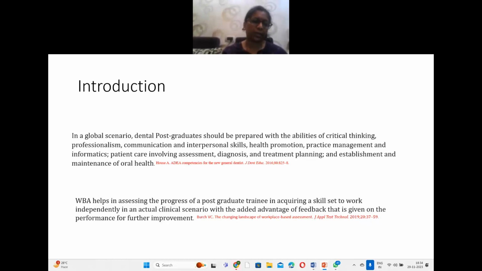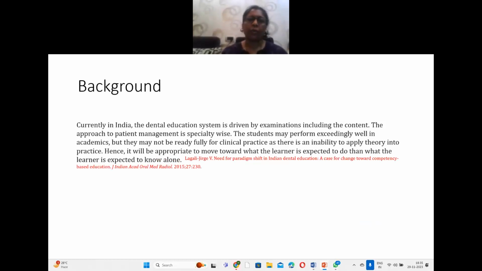Work-based assessment, or WBA, helps in assessing the progress of the postgraduate trainee in acquiring the skill set to work independently in an actual clinical scenario, with the added advantage of feedback that is given on the performance for further improvement. Now, why did I choose this study?